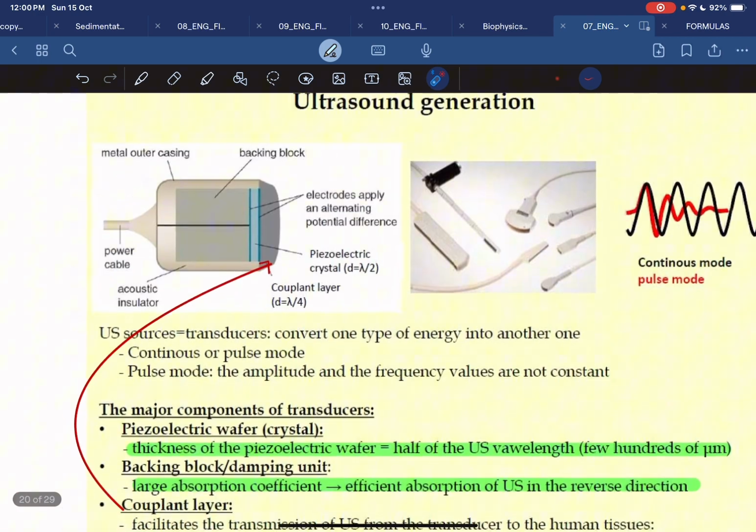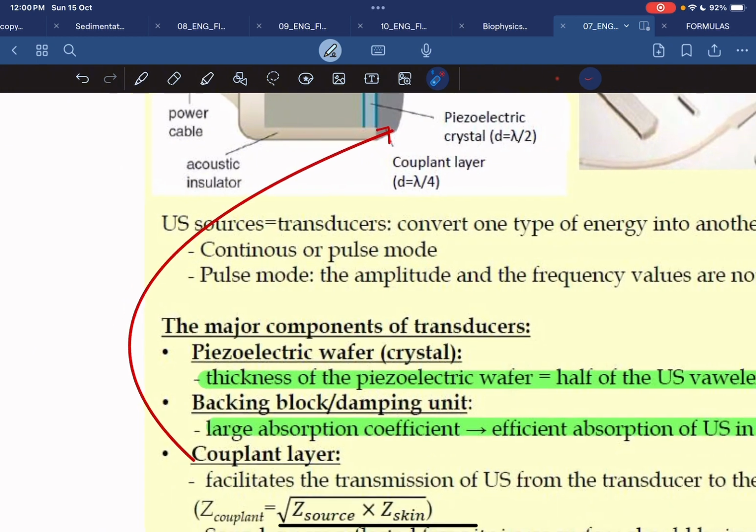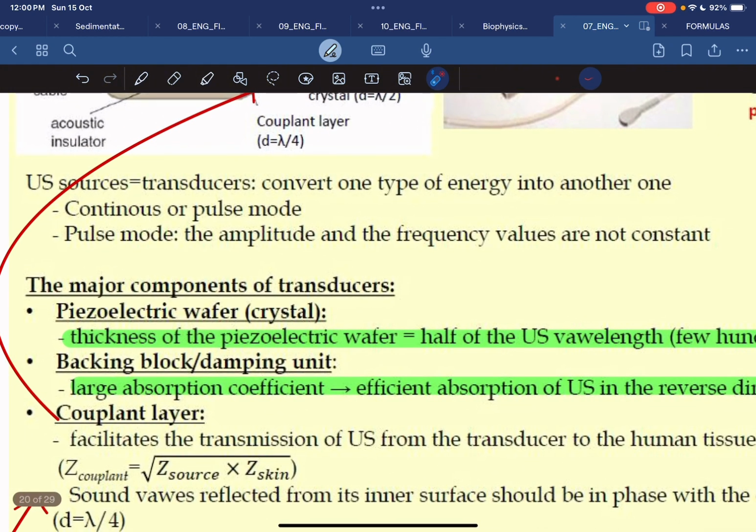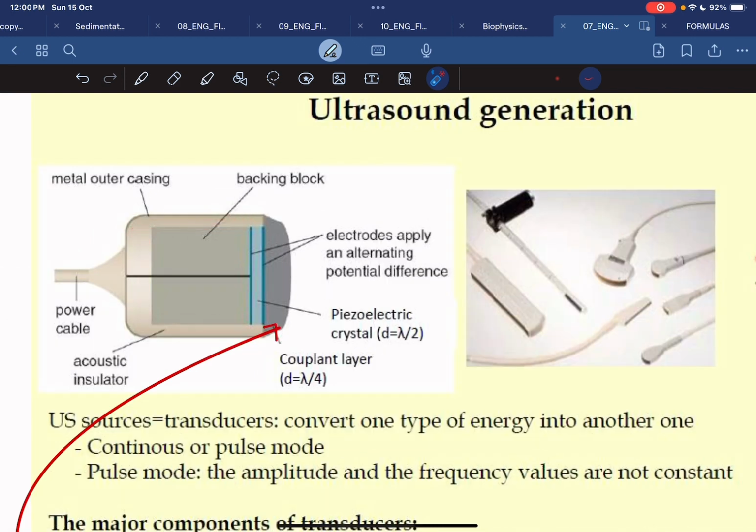Backing block. Okay, what is this? This is the backing block. This has a very high absorption coefficient. Why does this need to have a high absorption coefficient? Because it acts like a dampening unit.